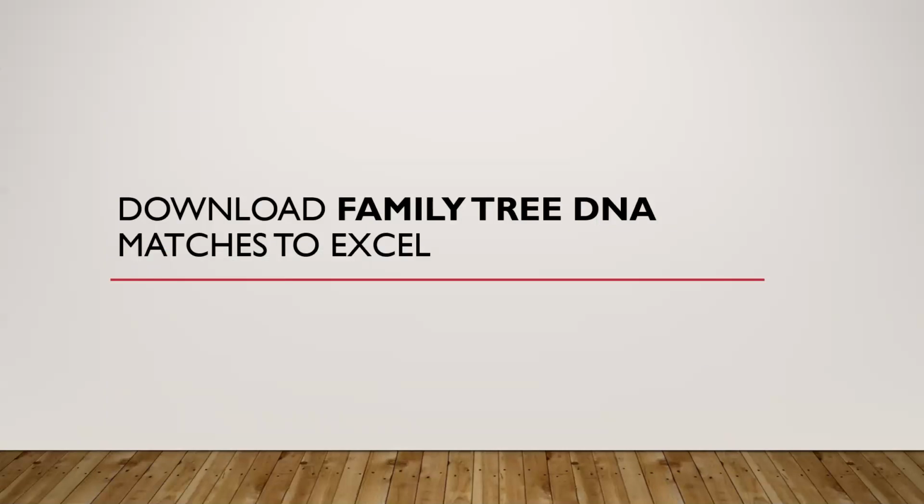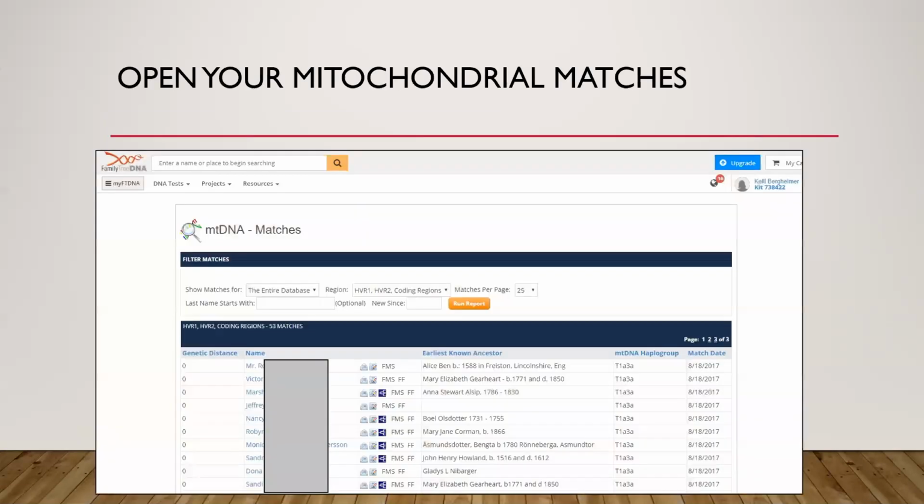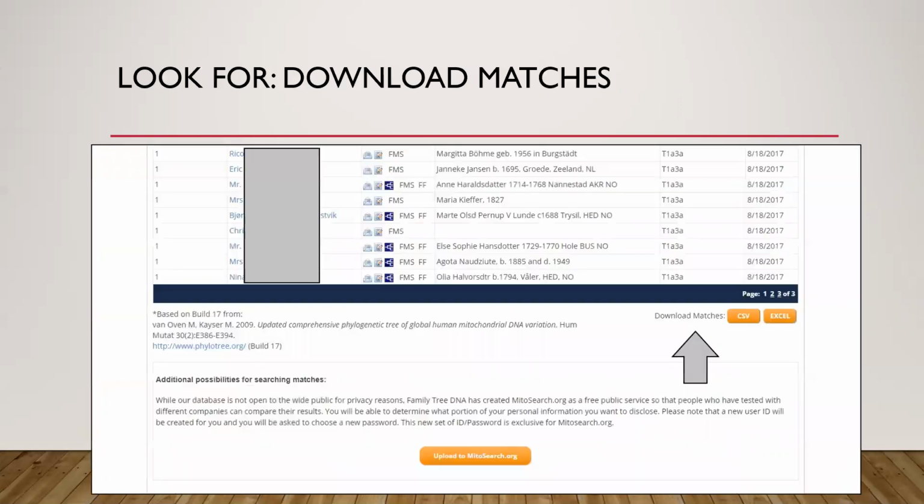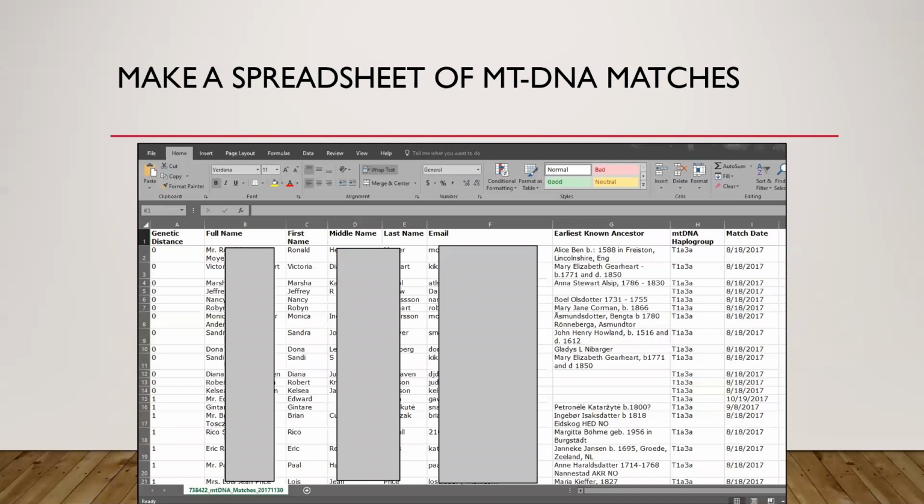So how can you download your Family Tree DNA matches to Excel? You can download your mitochondrial matches. So if you open up your list and you scroll all the way to the bottom, what you'll see is download matches. And so you have the option of comma separated value file or Excel. What generates is a spreadsheet of mitochondrial matches. I have redacted a little bit here, but what you'll see is they're listed from closest to furthest in terms of genetic distance, names, last names, emails, earliest known ancestor, and so on. So there's a lot of great information there.